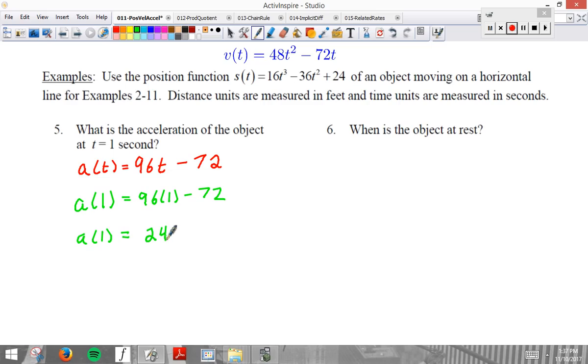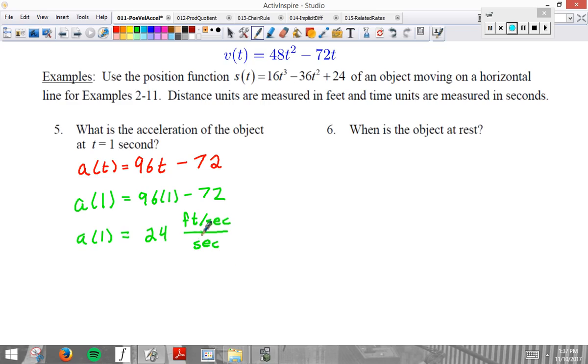I'm going to emphasize the units on this though. It's a different kind of 24. So much like the units for velocity were distance units over time units, because velocity was the rate of change of position, because acceleration is the rate of change of velocity, its units will be velocity units, feet per second, divided by time units, which is seconds.